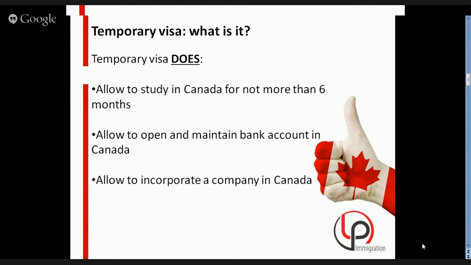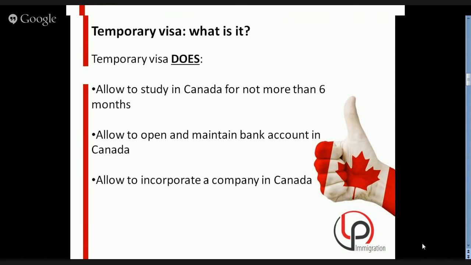However, there are certain benefits that a TRV offers to its holder. First of all, if you come to Canada with a temporary visa, you're automatically entitled to study in Canada if the education program of your choice does not exceed 6 months. So yes, you can go, for example, to language courses with a duration of 2 or 4 months, or 5 months. Everything less than 6 months is allowed.